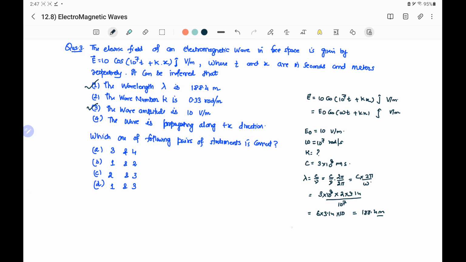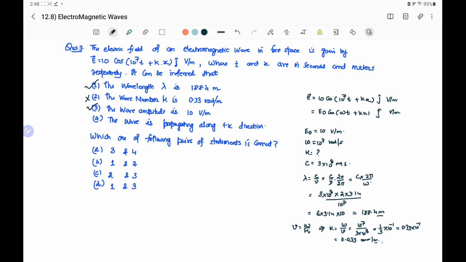Now we have to find the wave number. We know that speed of propagation v is equal to omega by k. This implies that k equals omega by v. Omega is 10 to the power 7 and v, that is the speed of electromagnetic wave in free space, is 3 into 10 to the power 8. So it is equal to 1 by 3 into 10 to the power minus 1, or 0.33 into 10 to the power minus 1, or finally we can write it is 0.033 radian per meter. So option 2 is incorrect.